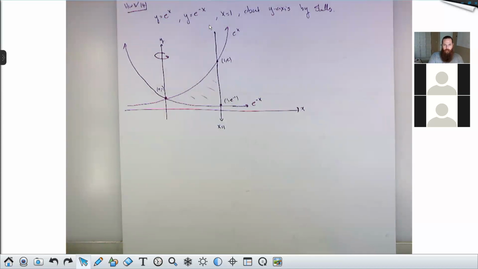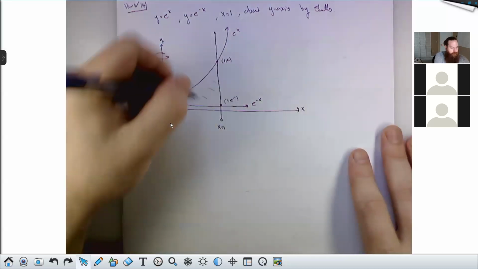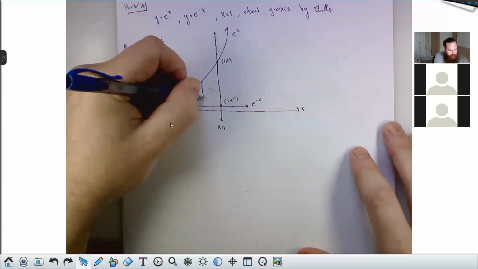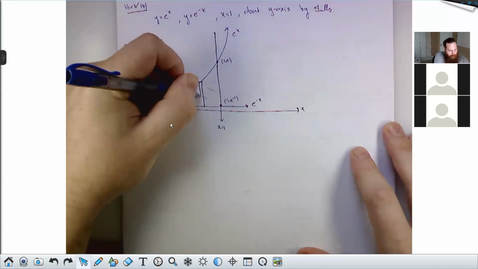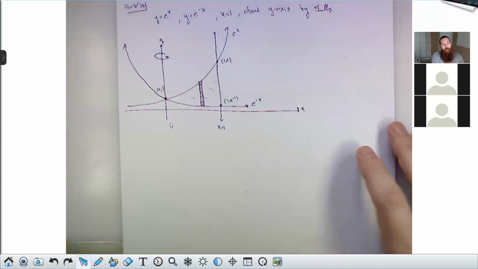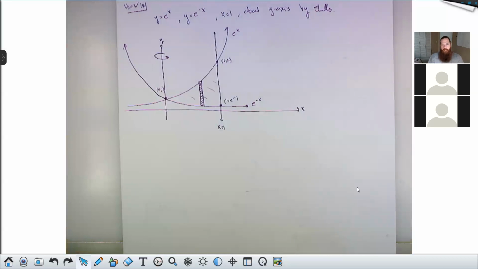Since I'm using the cylindrical shells method, I should draw my strip in how? Is it going to be horizontal or vertical? Vertical. Right, remember for the shells method, it's always parallel to the axis of rotation. So here my axis of rotation is this vertical line, so my strip will be drawn in vertically, parallel to that line. So here's my little strip. That means its thickness is a dx thickness, so my integral will be a dx integral, which is convenient.